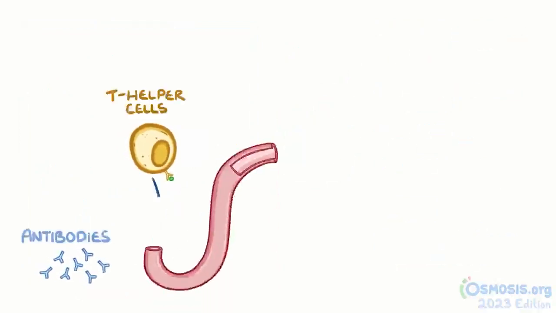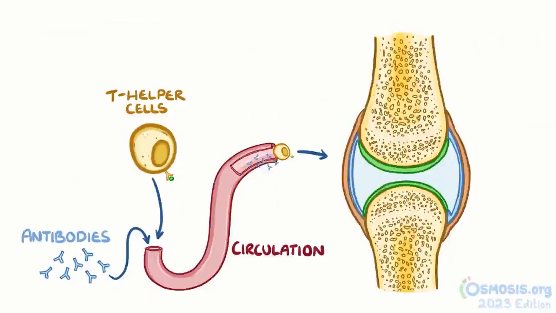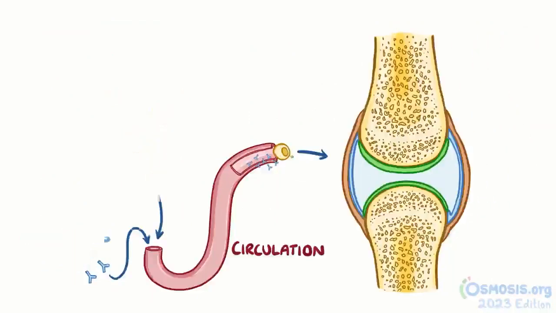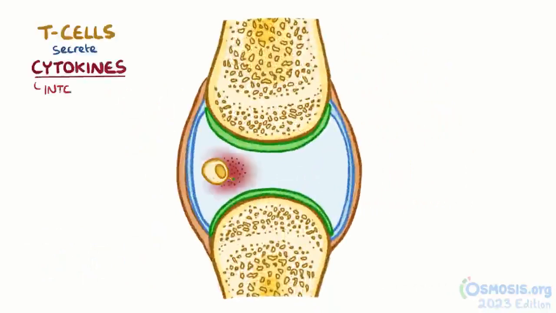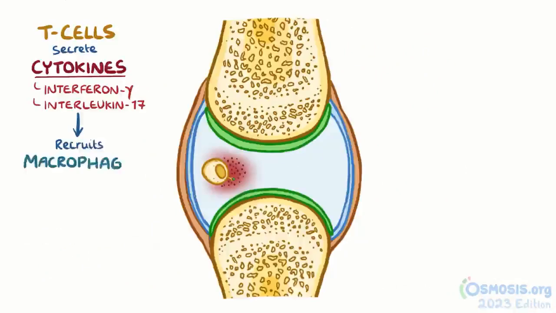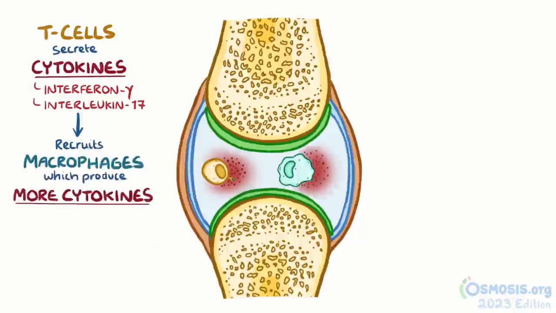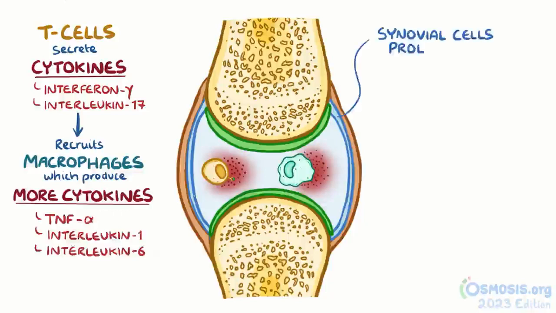In rheumatoid arthritis, T helper cells and antibodies enter the circulation and reach the joints. Once there, T cells secrete cytokines like interferon gamma and interleukin 17 to recruit more inflammatory cells like macrophages into the joint space. Macrophages will also produce inflammatory cytokines like tumour necrosis factor or TNF-alpha, interleukin 1 and interleukin 6, which together with the T cell cytokines stimulate synovial cells to proliferate.